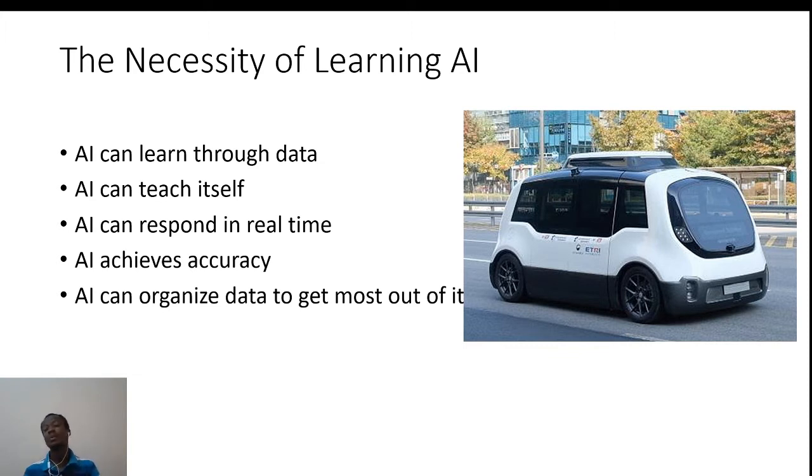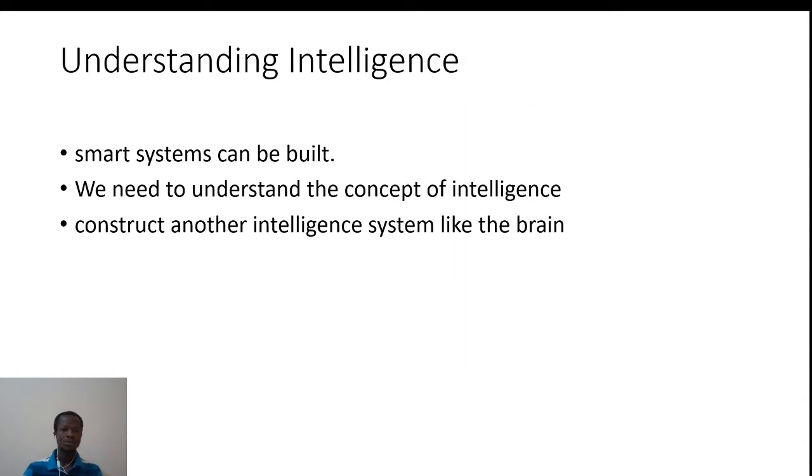AI can respond in real time. In other words, artificial intelligence should be able to make a decision based on input data. AI achieves accuracy. Well, that's subjective, because you have autonomous cars, which as of now have not been accepted everywhere because of some inaccuracies. So yes, that is subjective. AI can organize data to get the most out of it. Obviously, yes, we can do that as well.